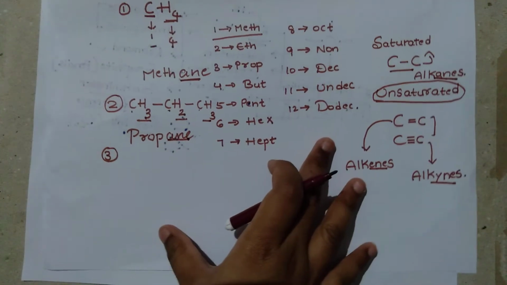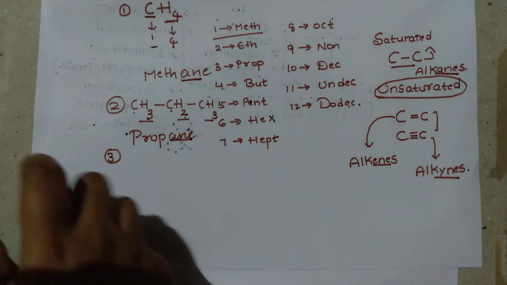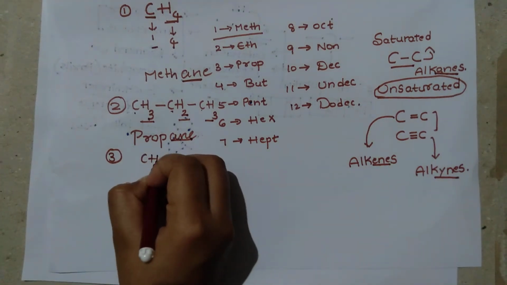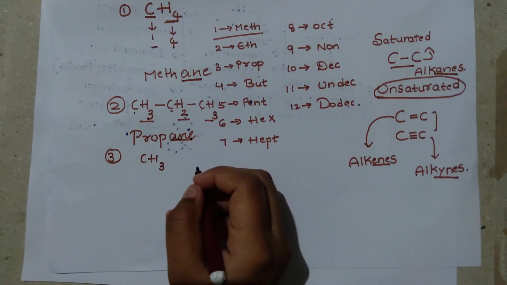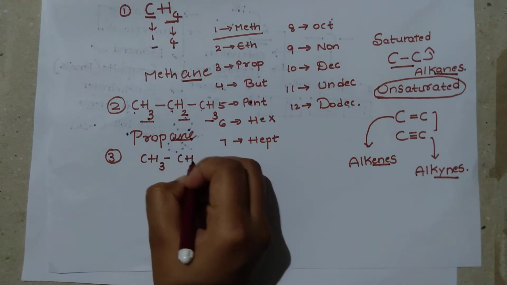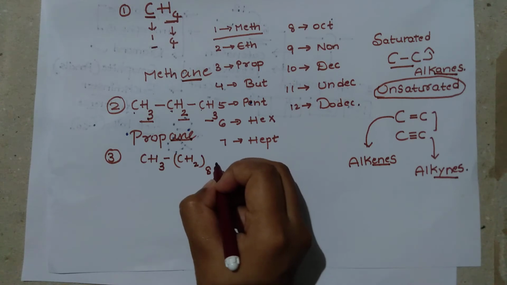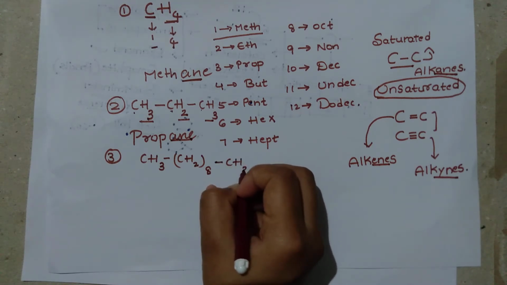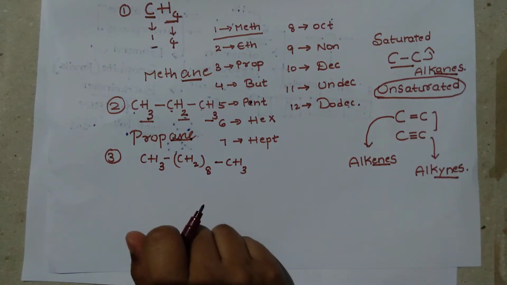Let us check it out. The next example. What is the next example? CH3, which is a methane. Do you think it is a methane? No. Single bond CH2, single bond CH3. What is the name of this? Can you name this compound?